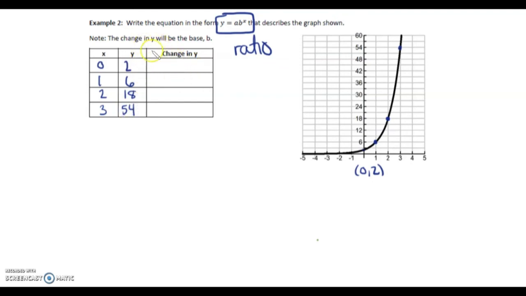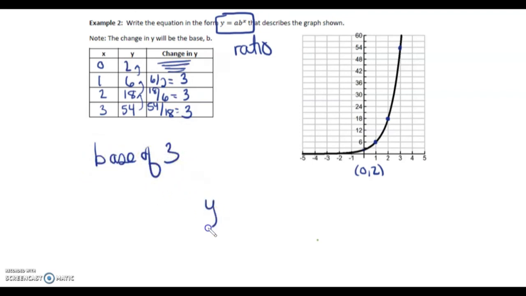Okay, so let's do the actual change in y. What's 54 divided by 18? We're going to do 18 divided by 6, and then 6 divided by 2. And remember, there's always going to be one less box there. So for all of these, we get 3. So we're going to have a base of 3.